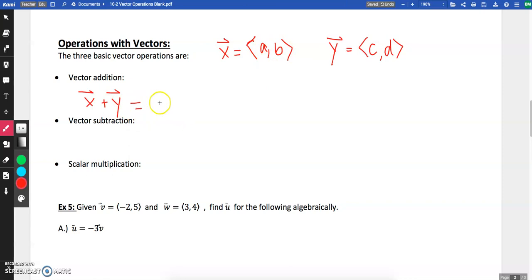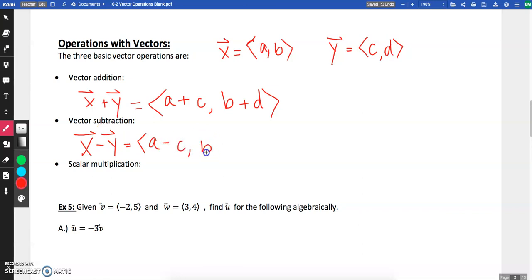If I'm adding those 2 vectors, pretty straightforward. I'm going to add the x components and the y components. So I would do a plus c comma b plus d, basically like you'd expect. Corresponding pieces get added together. If I'm subtracting, again, works like you'd expect: a minus c, b minus d.